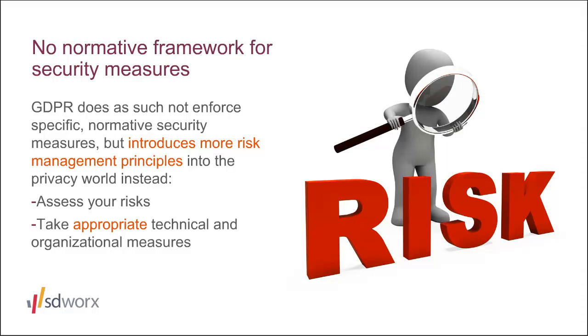the appropriate measures. So you will have to assess your risks and you will have to select the appropriate technical and organizational measures, which is, of course, more work than having a checklist of measures in front of you and just having to implement all of those to ensure that you're compliant. So it's a two-edged sword, I would say. In summary, it's basically an introduction of the risk management principles into the privacy world, and that means that we will have to do a risk assessment.